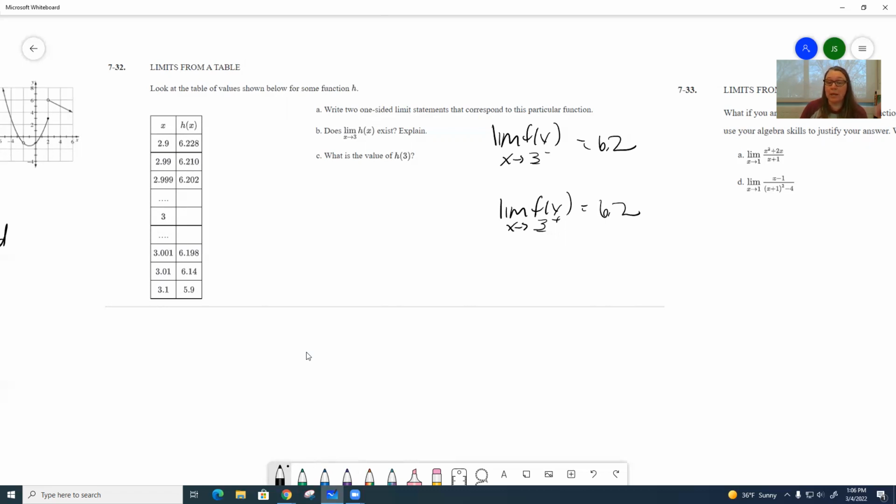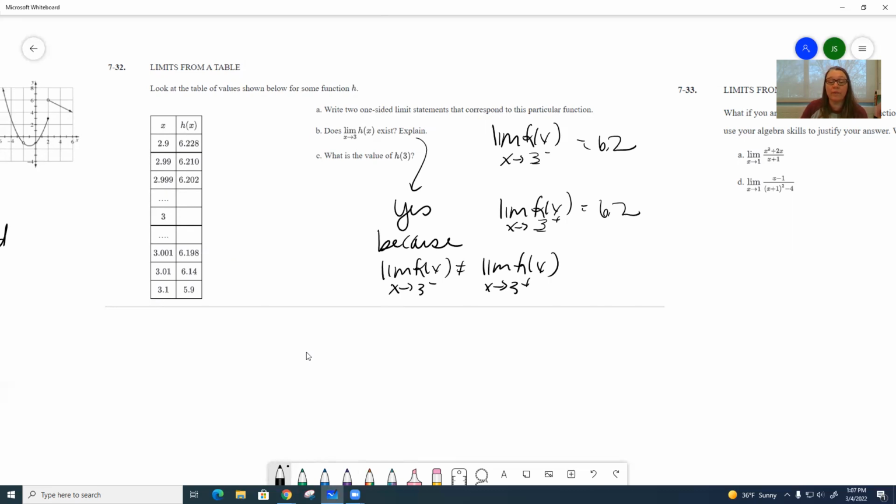So does this limit exist? Well, these are the same. So yes, because the limit of f of x, or I'm sorry, I should have said h of x, as x approaches 3 from the left is equal to the limit of f of x as x approaches 3 from the right. And really these should all be h of x. Sorry, I didn't notice that until just now.